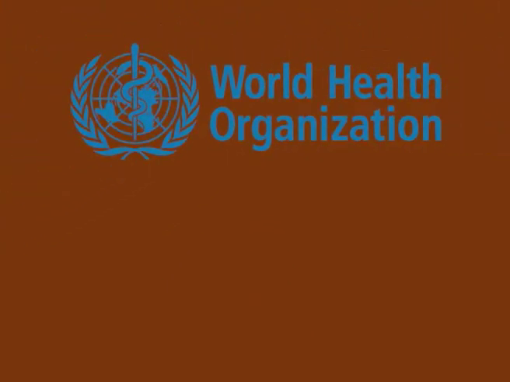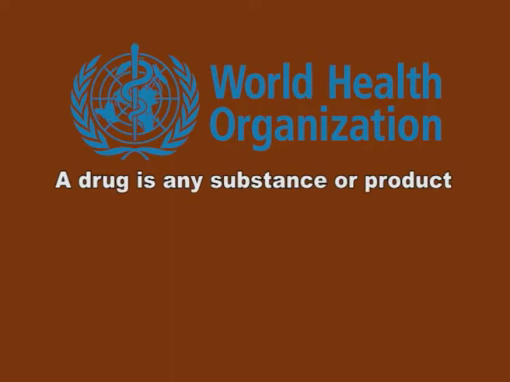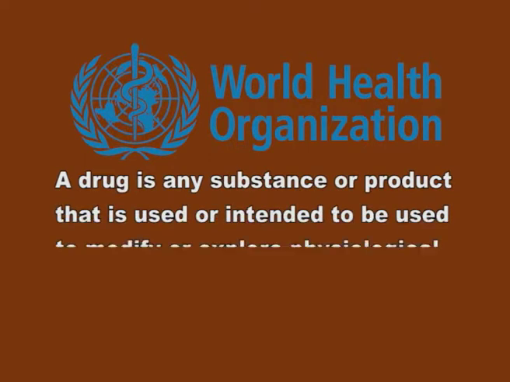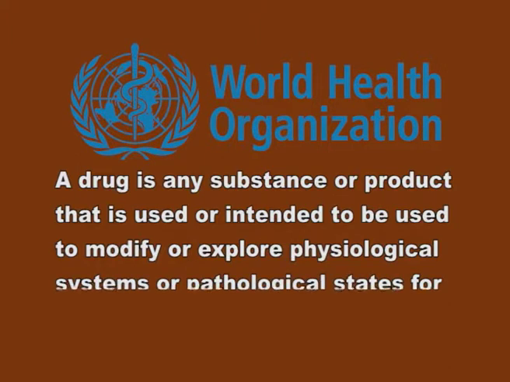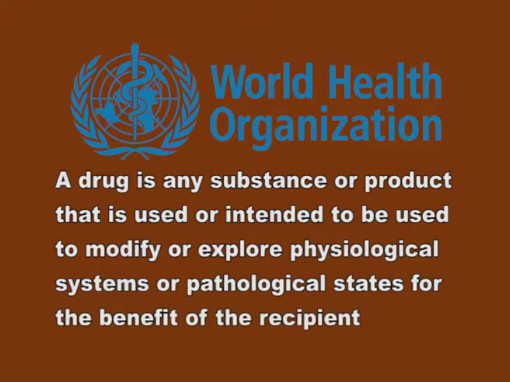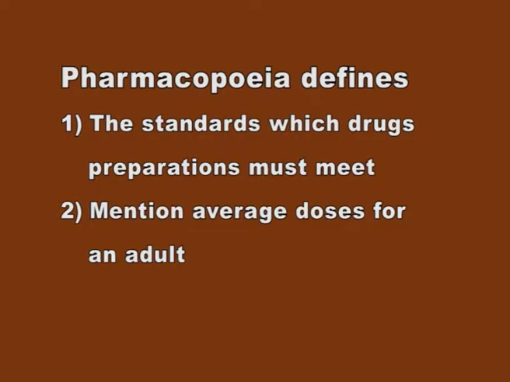According to WHO, a drug is any substance or product that is used or intended to be used to modify or explore physiological systems or pathological state for the benefit of the recipient. Pharmacopoeia is an official code containing a selected list of the established drugs and medicinal preparations with description of their physical property and test for their identity, purity, and potency. Pharmacopoeia also defines the standards which these drug preparations must meet and may mention their average dose for an adult.